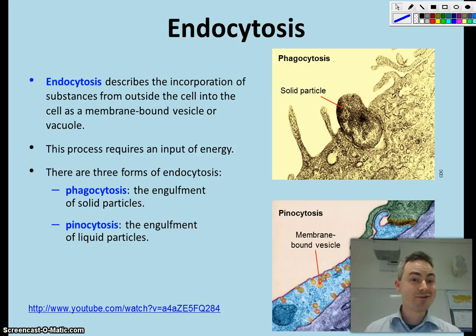First of all is endocytosis, describing the movement of substances into the cell. Endo meaning into. There are substances in the exterior environment that the cell really wants. Maybe it's some food, maybe it's a pathogen, a bacteria that the cell wants to kill because that's its job. It will use endocytosis to take that thing inside. It requires an input of energy because it's a pretty involved process.